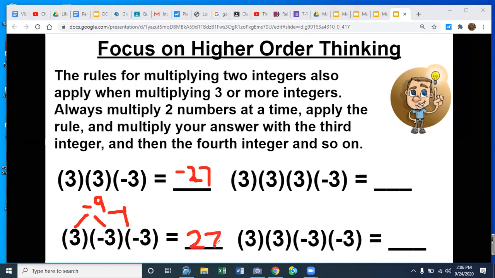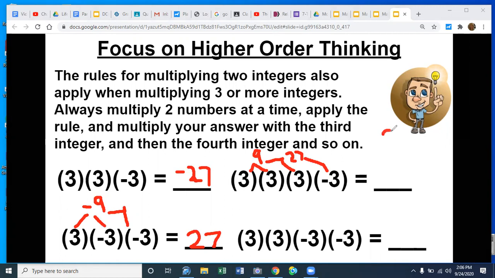27. Okay, on the right you have 4 numbers. Let's do that. Well, what's 3 times 3? They're both positive. Positive 9. Then we're going to multiply that 9 times the 3. They're both positive. That's going to give us 27. And then we're going to multiply that 27 times negative 3. So now we have a positive and a negative. We're going to end up with a negative answer.